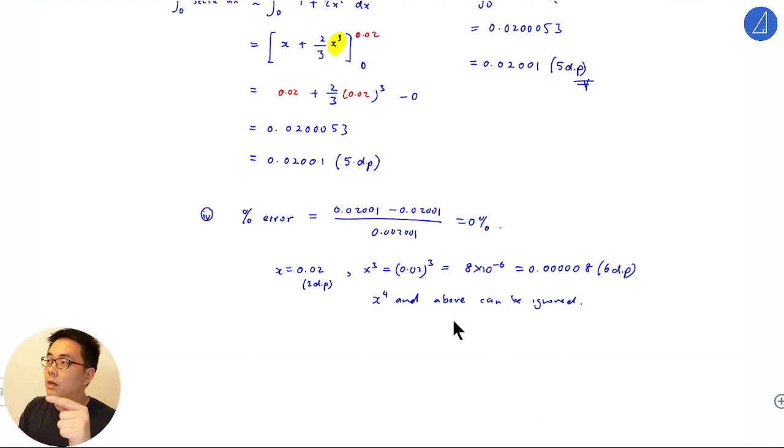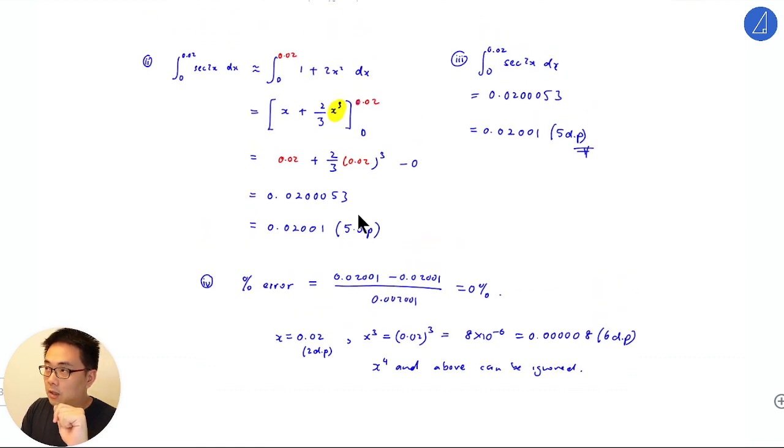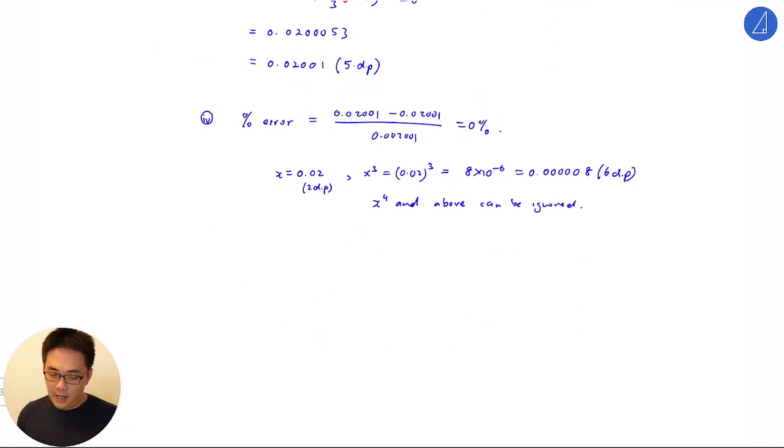I repeat, the rationale is very simple. You look at this x cube here. If you're using 0.02, which is very close to 0, and you cube it to evaluate this, it will be 6 dp. So in other words, 7 dp and above is actually not relevant in your estimate. So that's why the estimate is accurate. That is what the question is trying to ask. They're asking, how come it's so accurate?